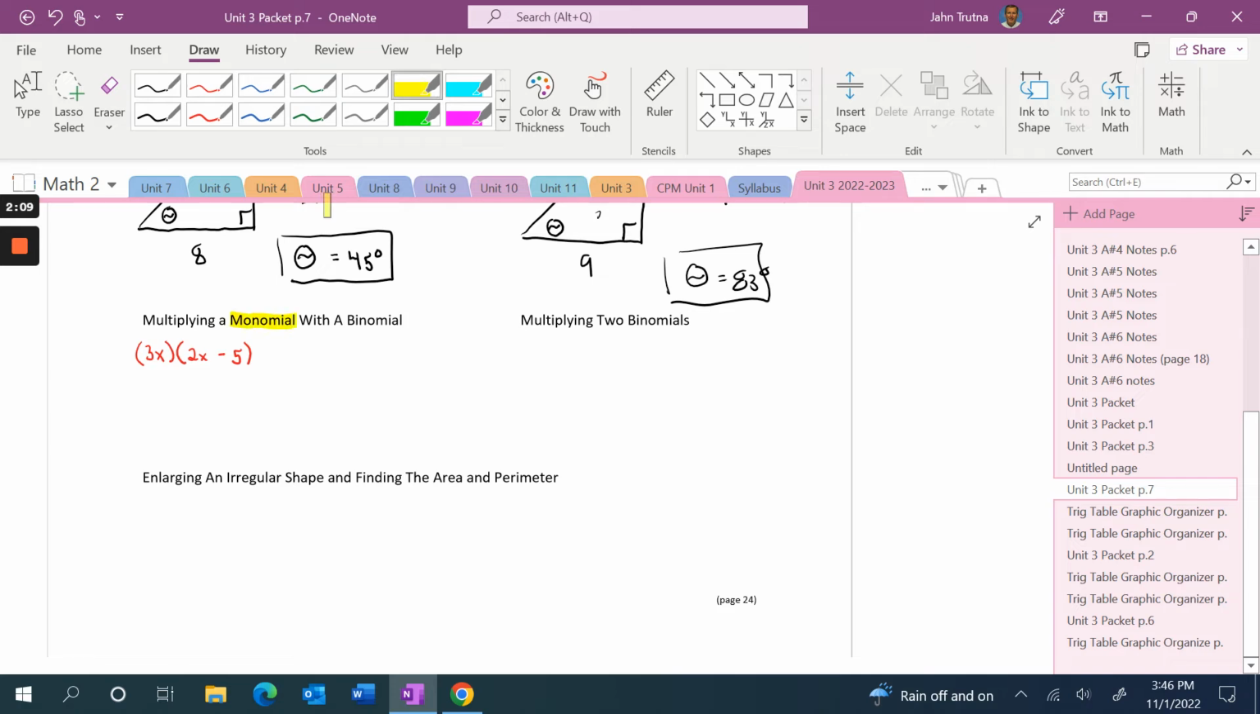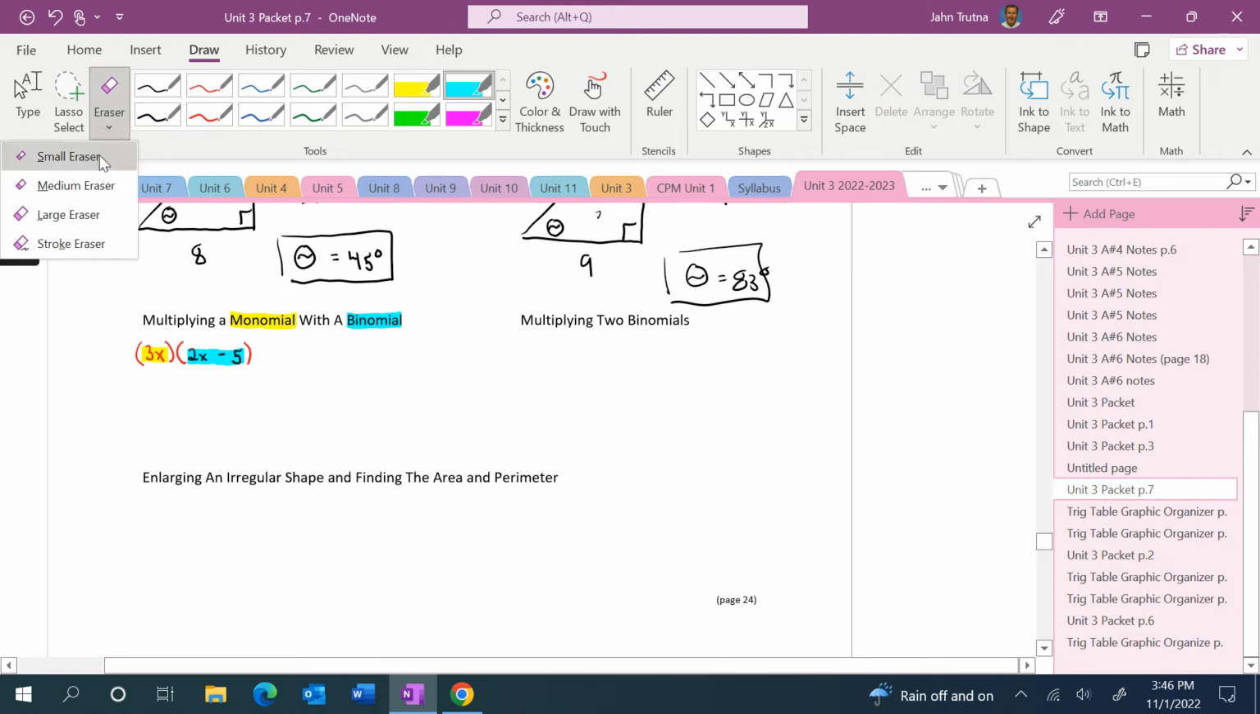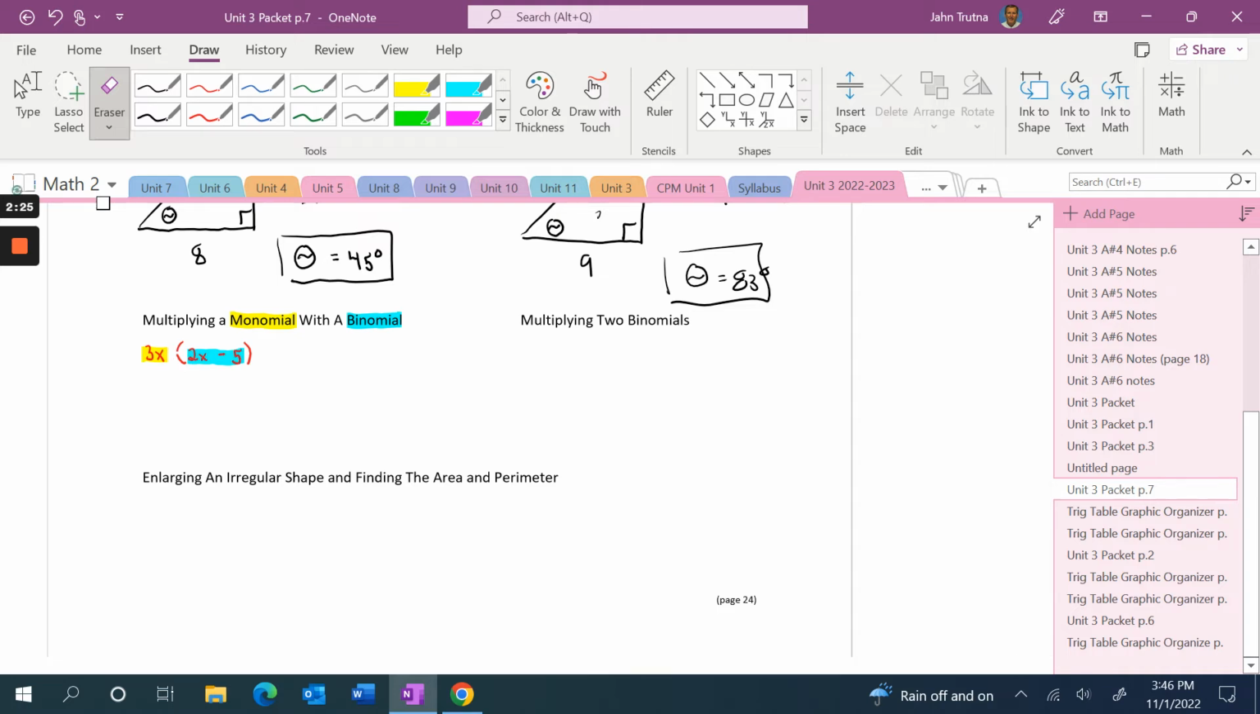So we have a monomial, which is the 3x, and then we have a binomial, which is the 2x minus 5 part. We're going to multiply those two together. Now, one thing that I want to make sure you understand is that first part, that 3x, does not have to be in parentheses. If it's not in parentheses, it means the same thing as if it were in parentheses. So here's how we're going to do this. We are going to incorporate the area model to figure this out, and then our answer will be writing the sum of our area model.